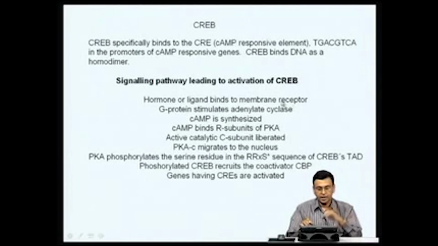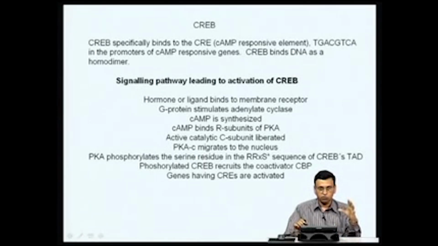Now, the cyclic AMP goes and binds to the regulatory subunits of protein kinase A, therefore dissociating the regulatory subunits from the catalytic subunits. The catalytic subunit is thus liberated. Now, the protein kinase A catalytic subunit migrates to the nucleus and phosphorylates the serine residues of the arginine proline serine or arginine glycine serine sequence in target proteins like cyclic AMP response element binding protein CREB or CREM or ATF and so on and so forth, which is present in the transcription activation domain.